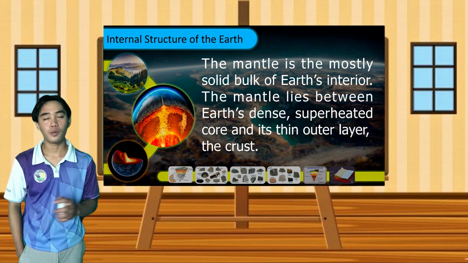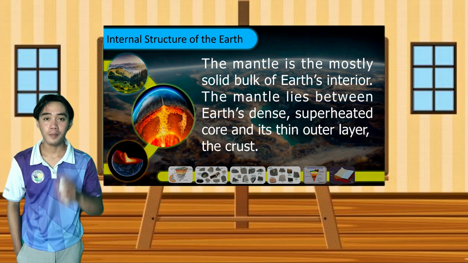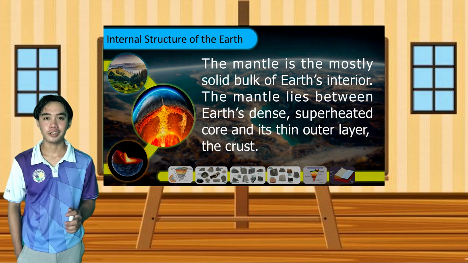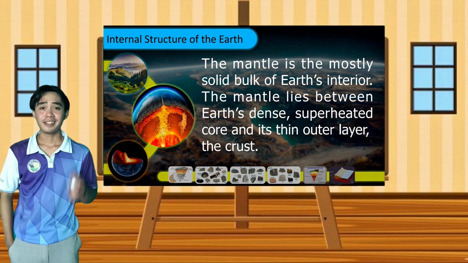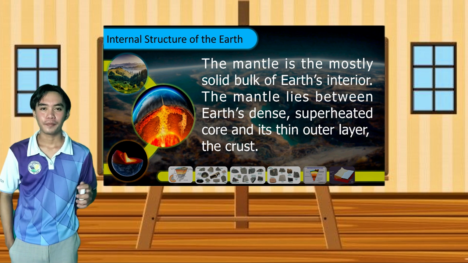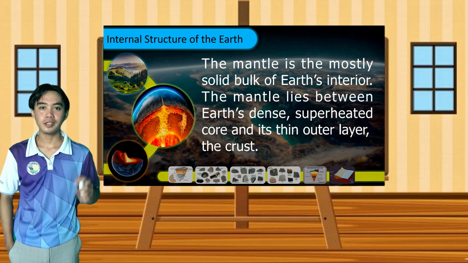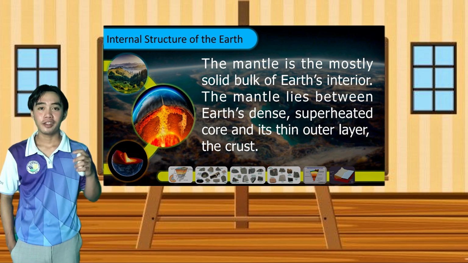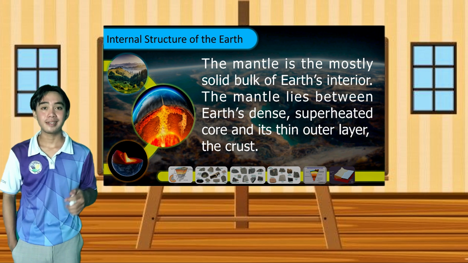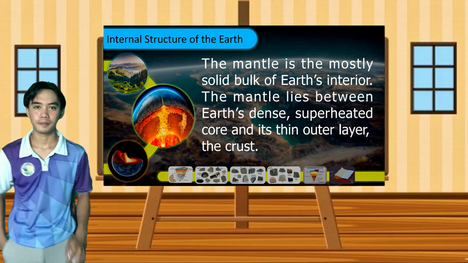The rocks that make up the mantle are mostly silicates. These silicates are rocks that are formed from a silicon and oxygen structure. The temperature of the mantle varies greatly, from 1000 degrees Celsius near its boundary with the crust to 3700 degrees Celsius near its boundary with the core.